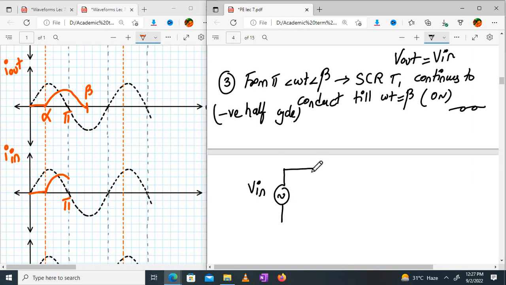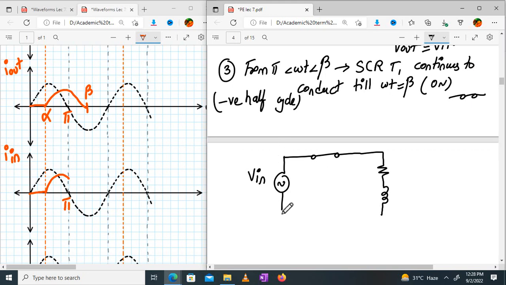This is V in. My SCR is on, right? I have RL load. Everyone pay attention. Now this is how the circuit will differ from the previous one. Pay attention to what we'll have over here. So we have output over here across the load, R and L. We have to know whether that diode is on or off, right?